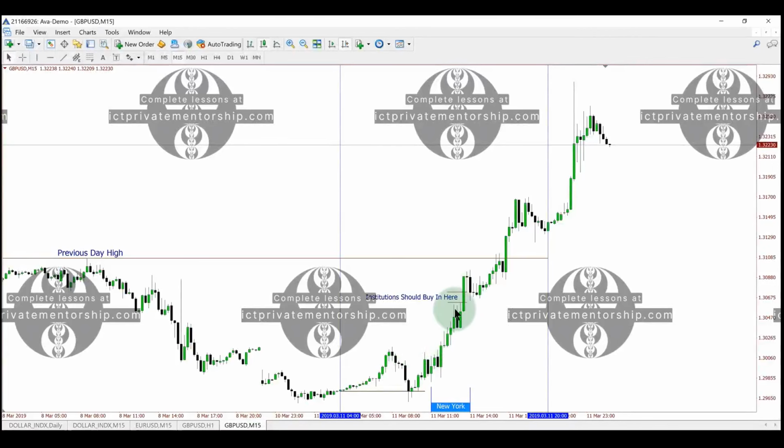But I couldn't catch anything in here, so I simply waited for an inefficiency to open up. Inside of the New York kill zone, we see this one big candle run up there. Did this candle get to our draw on liquidity, which is the previous day's high or last Friday's high? No, it didn't. So I'm going to wait for price to drop back down into this inefficiency.